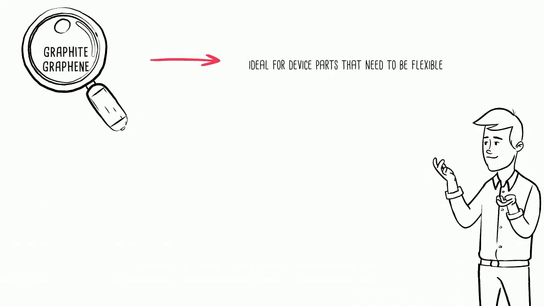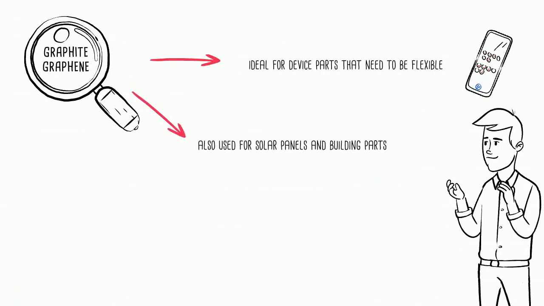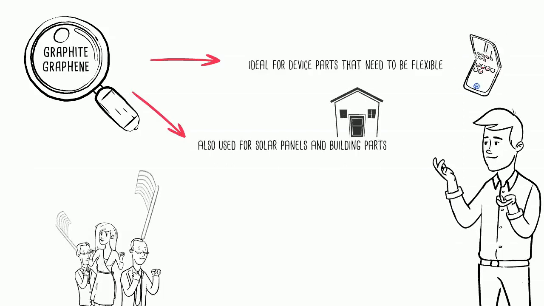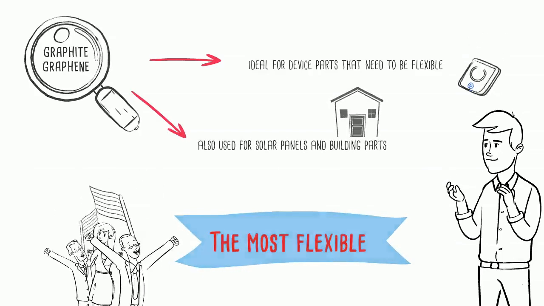Graphite and graphene. Ideal for device parts that need to be flexible, such as touch screens. It is also used for solar panels and building parts. Proponents of the graphene option claim it is one of the most flexible 3D applicable materials.